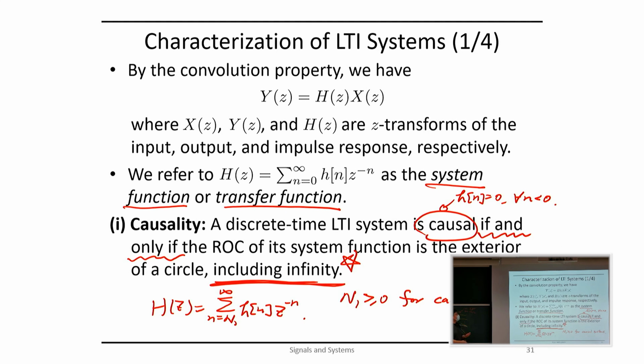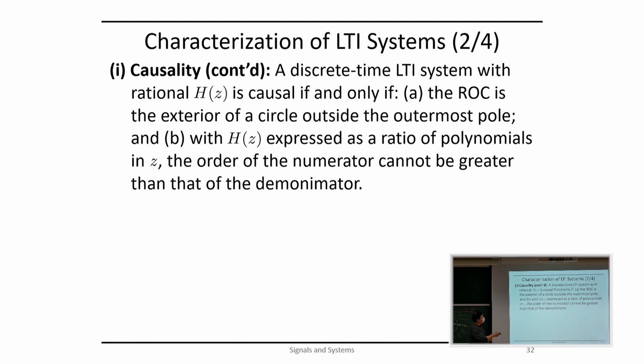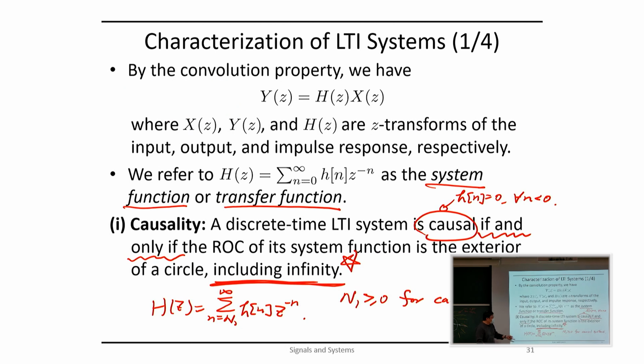Okay. So the only thing you get, in addition to what we already have, is that this circle must be outside the outermost pole. All the other arguments are more or less the same. So this is saying that this system is rational if and only if the ROC is the exterior of a circle outside the outermost pole, and when you express H of z as the ratio of two polynomials, the order of the numerator polynomial cannot be greater than that of the denominator polynomial. And this statement is actually the same as this statement.